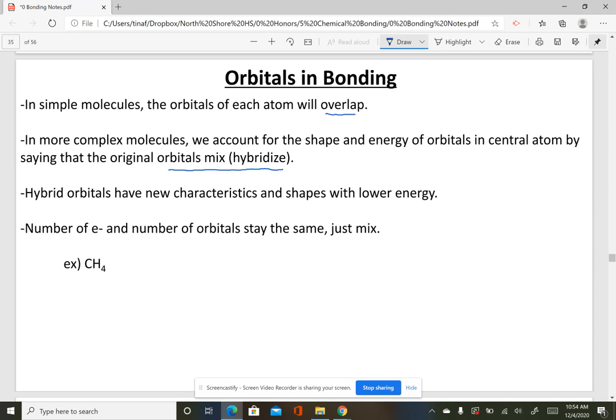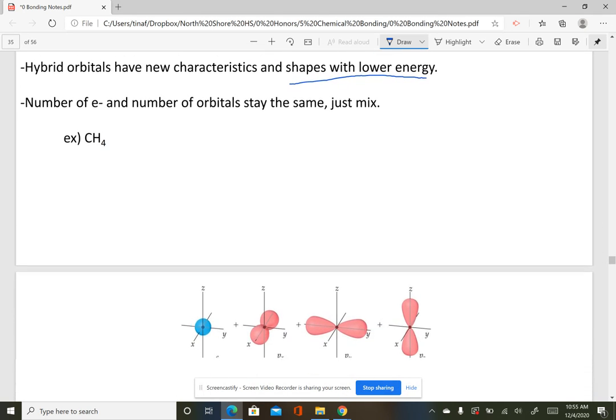And when they do that, they change a little bit. Their shape changes and their energy changes to make a shape that's more stable. And because it's more stable, it's going to have a lower energy. Okay, so an example here is a CH4 molecule, and I'm going to show you some pictures on the next page.